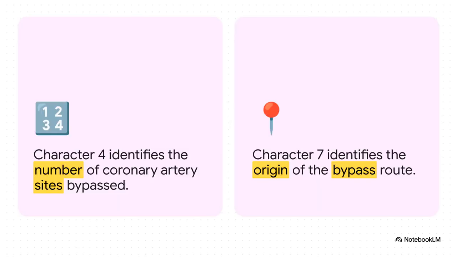But here is the crucial point where so many coders trip up. According to guideline B3.6b, the body part, that's character 4, identifies the number of coronary artery sites bypassed. Think 1, 2, or 3 sites. It absolutely does not identify the anatomical name of the specific arteries. Meanwhile, character 7, the qualifier, identifies the origin of the bypass, like the aorta or the internal mammary artery. Basically, you're mapping the route from the qualifier to the number of sites.